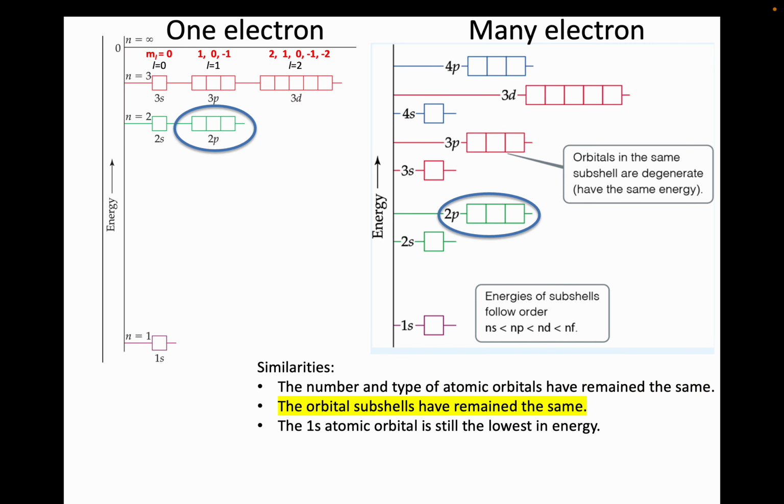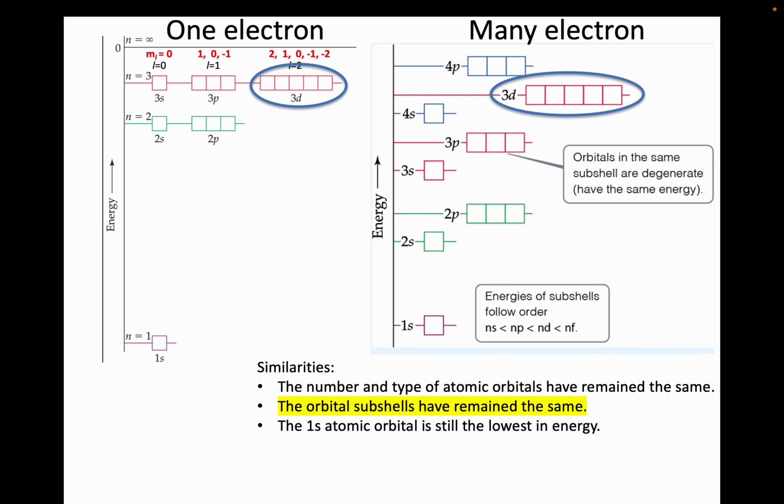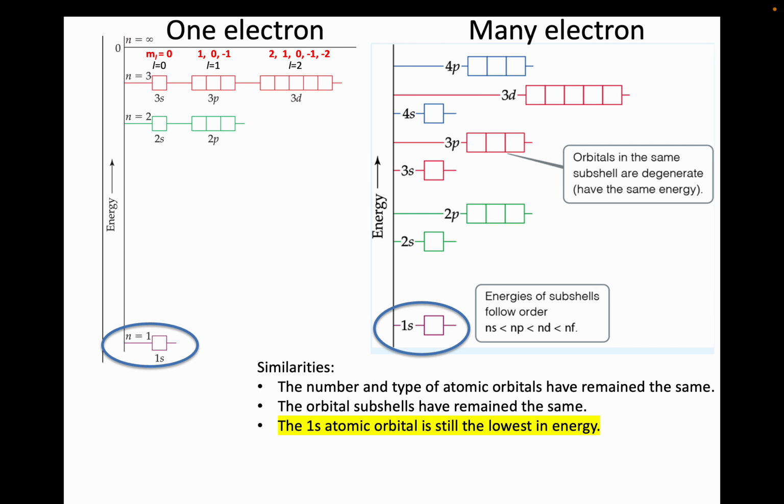The orbital subshells have remained the same. I see a group of 3 2p atomic orbitals, a group of 3p, a group for the 3d. So the groupings for the subshells have remained the same. I also see the 1s atomic orbital is still the lowest in energy. So those would all be similarities.